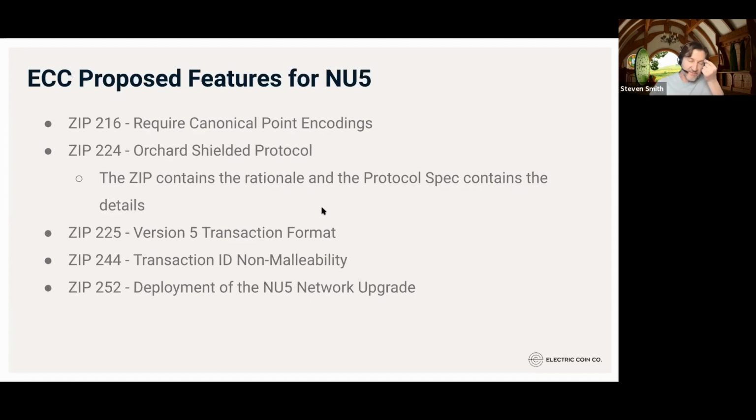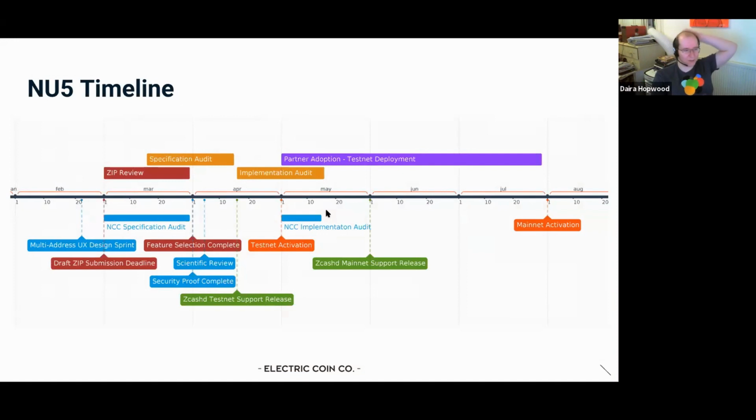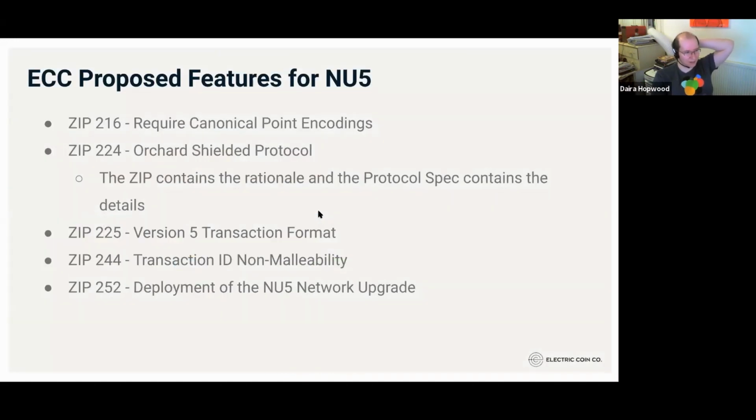ZIP 225 is the version 5 transaction format. 244 is transaction ID non-malleability, and then 252 is the deployment of the NU5 network upgrade, which contains the consensus branch ID, for example, just the specifics of the upgrade itself. Oh, thanks, Teo, for making a start on that ZIP 252. That was very useful. That worked out really well.